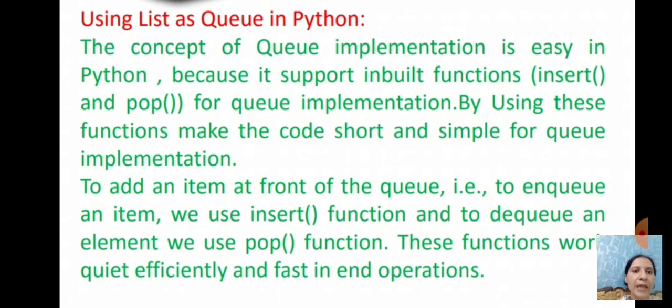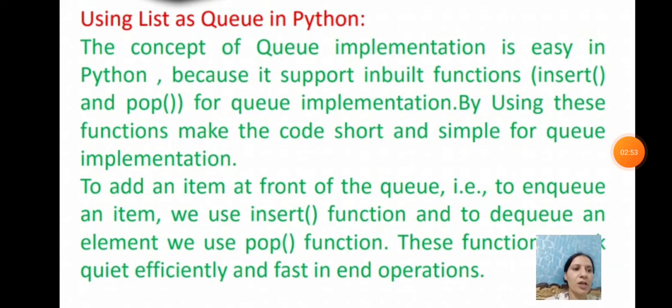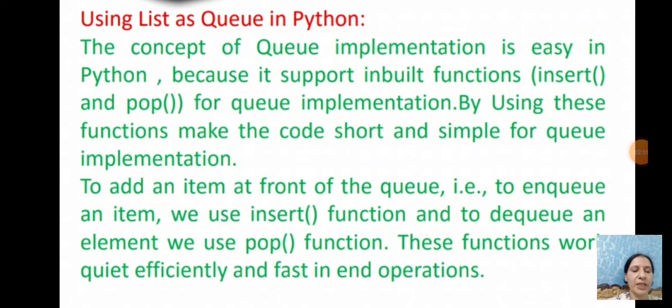And to add an item at the front of the queue, that is to enqueue an item, we can use the insert function, and to perform the dequeue operation we can use the pop function of the list, which we have discussed in a previous class. Now these functions work quite efficiently and they are fast in end operations.